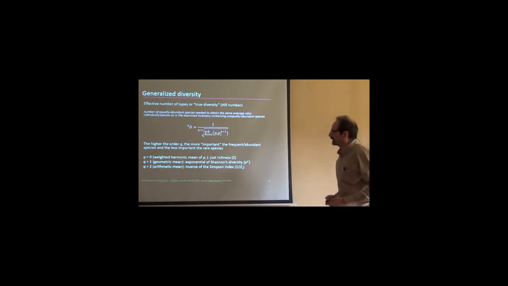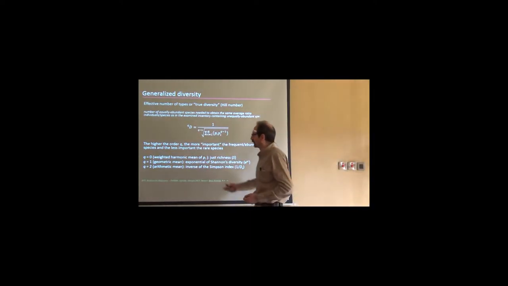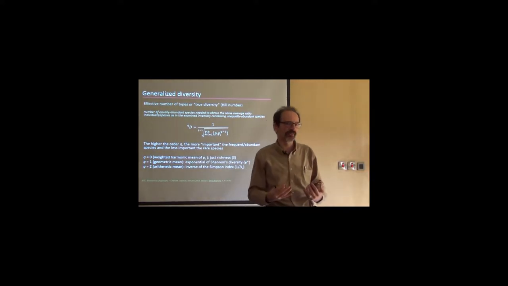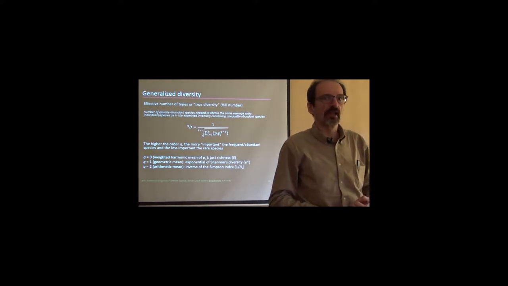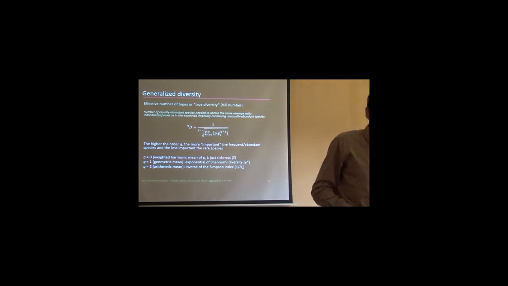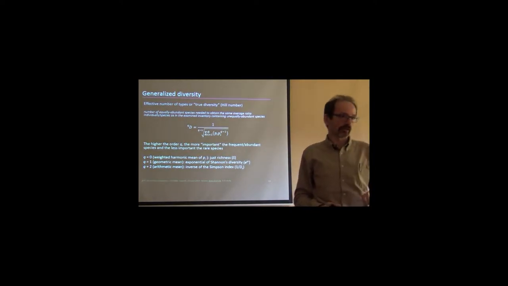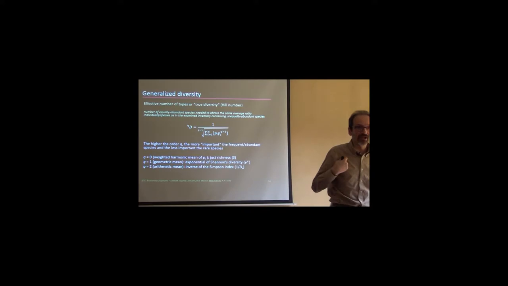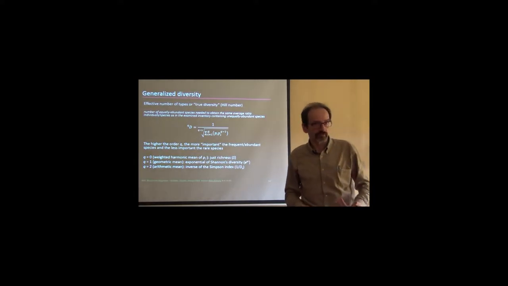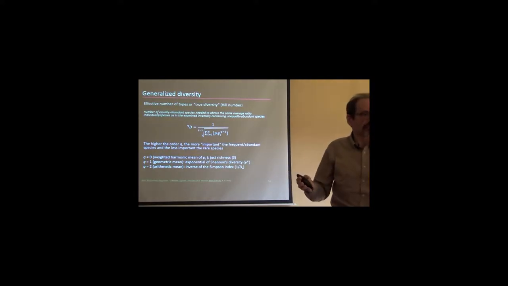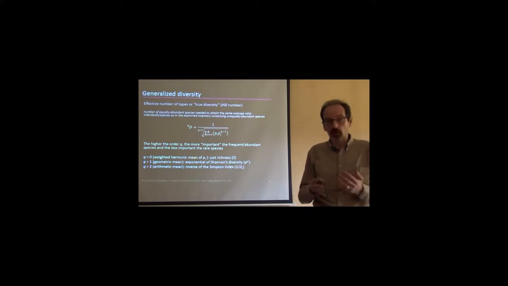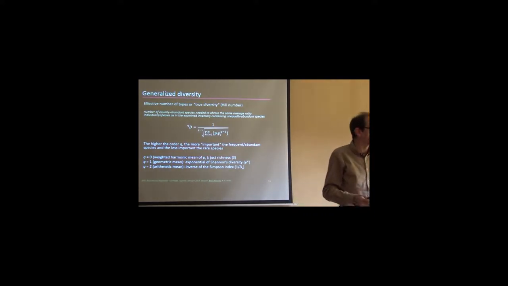So, the higher the order q, what happens? The higher the q, the more important the rare species are in our calculations. And the lower the q, the less important the rare ones are, and the more the abundant ones matter. In fact, if q is 0, then basically we don't take into account the abundances at all. We simply deal with presence, absence data.